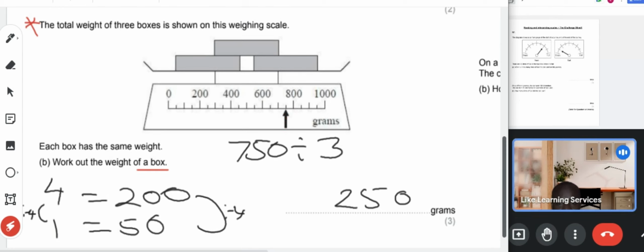And there are 3 of them. So it's asking for only 1 box. So you divide it by 3. Because if 3 boxes are 750 grams, 1 box will be 750 divided by 3. So you mark, that's correct. Okay. All right, awesome, lovely.